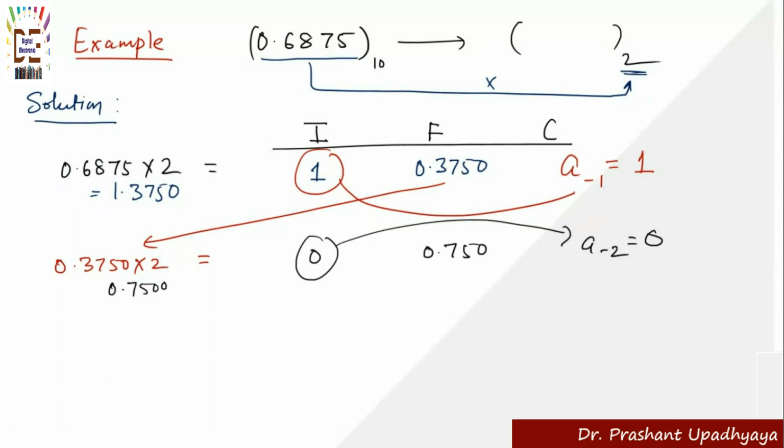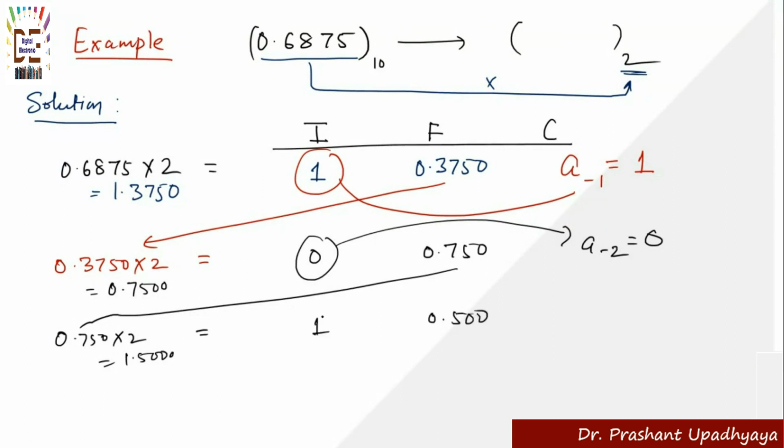Then take this 0.750 here, multiply by 2. What will be your answer? You will be getting 1.500. So let's say I will be getting 1 and I will be writing 50. So I will take this a minus 3 equal to, sorry, 1.